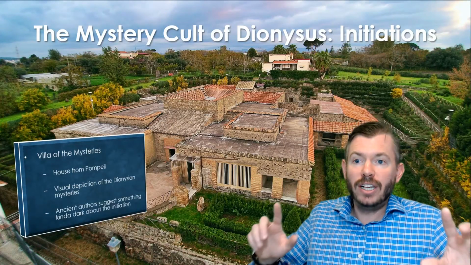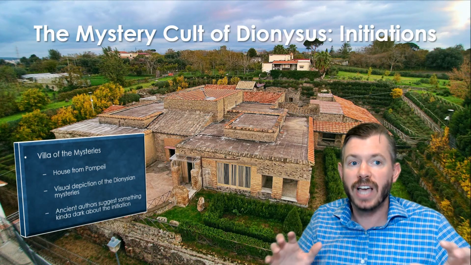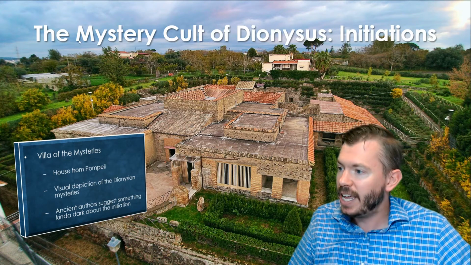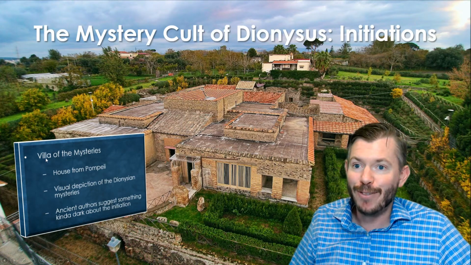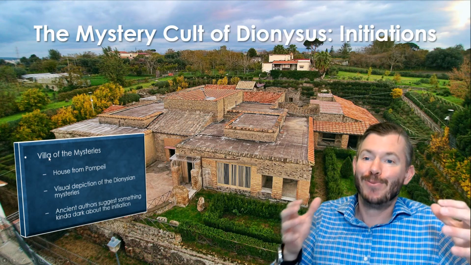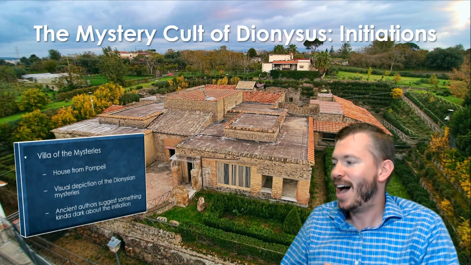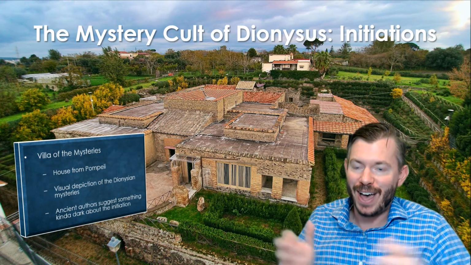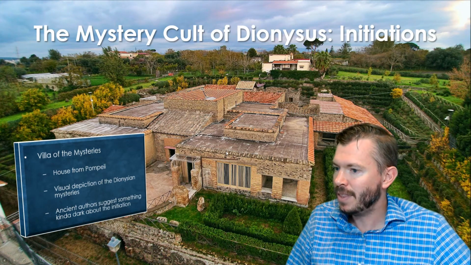Now, our knowledge of the mystery cult of Dionysus in large part comes from the site of Pompeii, and in particular the building you're looking at here, known as the Villa of the Mysteries, named after this one very, very famous fresco that visually depicts what's going on with the mysteries of Dionysus.